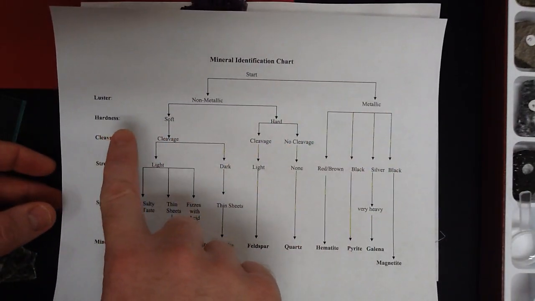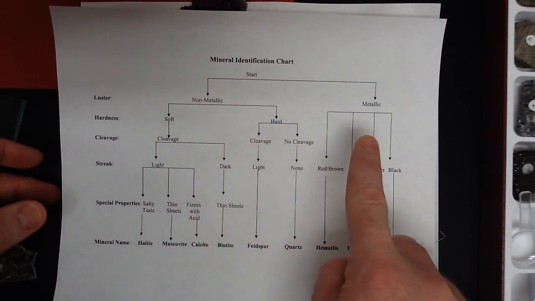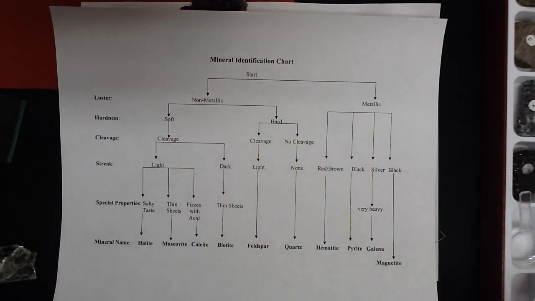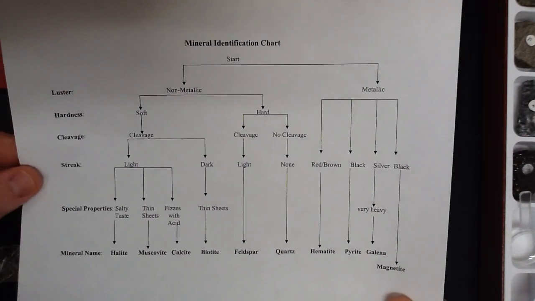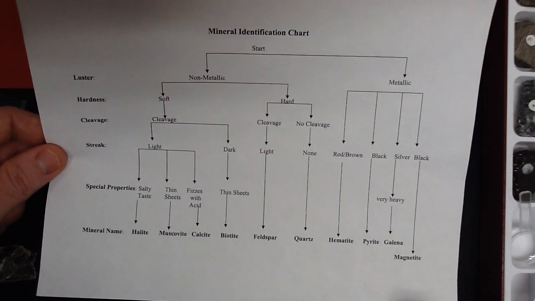And then they ask you about the hardness. Is it soft or hard? They don't really ask this for the metallic minerals because most of the metals are going to be hard. If they're a metal, they're generally going to be harder. There are not too many soft metals.